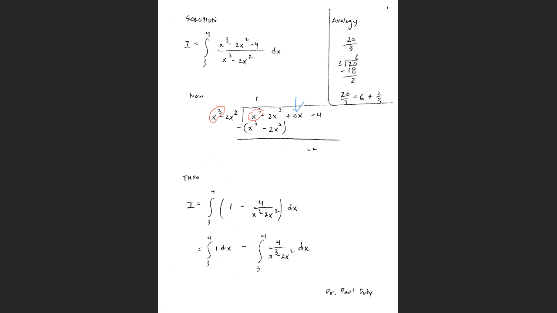x cubed goes into x cubed one time. 1 times x cubed is x cubed. So what I do is I multiply 1 by x cubed minus 2x squared. That gets me x cubed minus 2x squared, and then I subtract that, just like I subtracted with the little easy example. When I subtract, I get a -4.